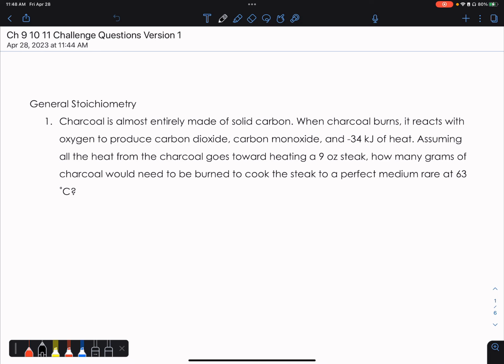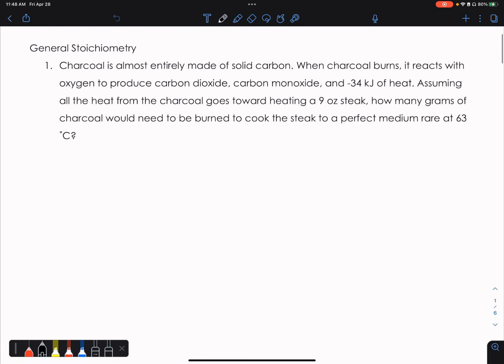All right, so we're going to work through these problems pretty fast. Hopefully, you've already tried them on your own, and this is not your first time seeing them. And really make sure that you've given it a really good first effort to get through these. This first one is just a general stoichiometry problem, but it's also combining some other stuff.